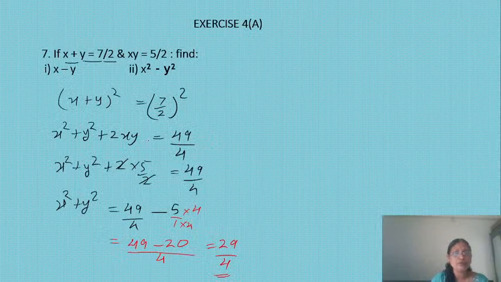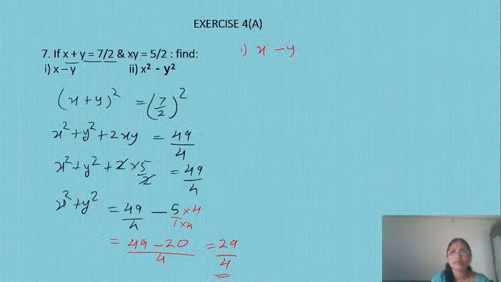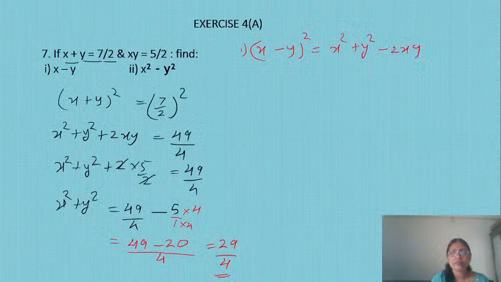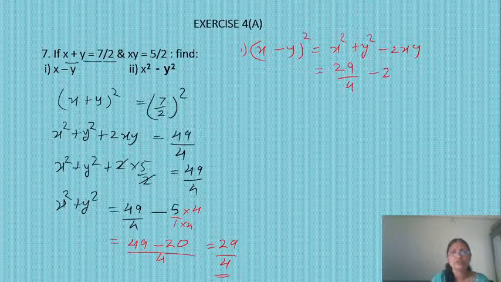Now we are going to use this value to find further x minus y. We are doing the first part. So this was the prerequisite required to get the first value of x minus y. So (x minus y) whole square, use the identity. It is x square plus y square minus 2xy. Now x square plus y square, we have already got the value, which is 29 by 4. The xy value is given to you, which is 5 by 2. So 2 into 5 by 2.